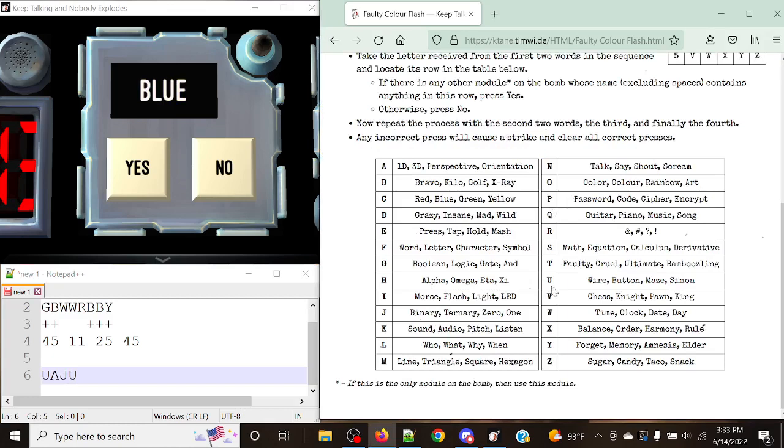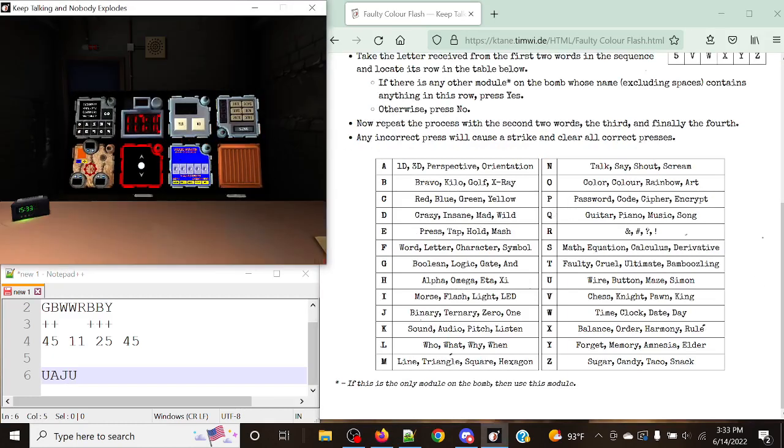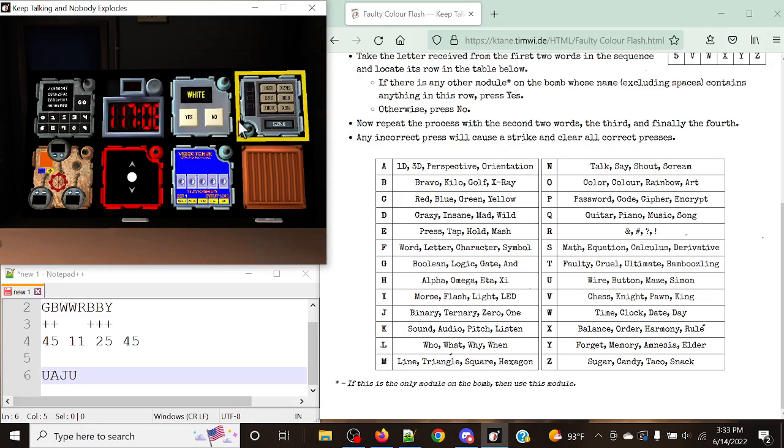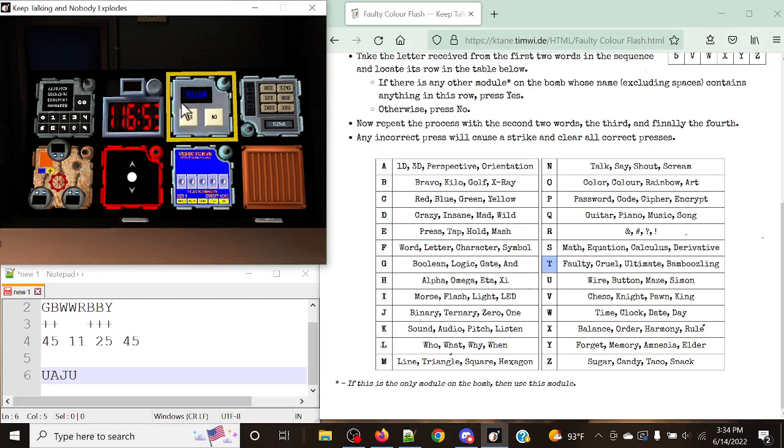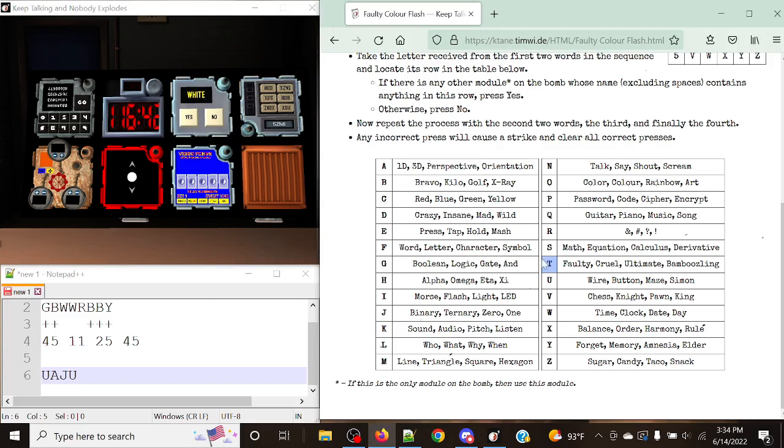Now, with this in mind, we have other modules on the BOM. We are not going to be comparing faulty color flash to anything that we get. Keep that in mind. So if we happened to, for example, have a T, faulty would be present. If there was a T, we would say no to this because we do not have any other faulty modules. In this example, faulty color flash would be the only one. We want to compare any other module on the BOM. We do not care about this one right now because it is not the only module on the BOM. Very important to remember.